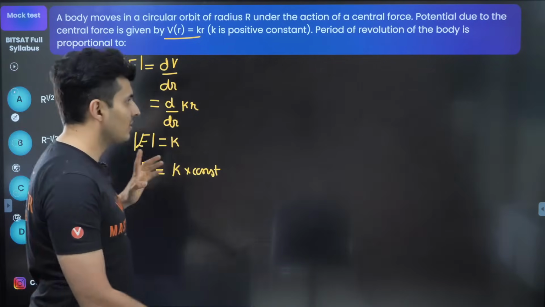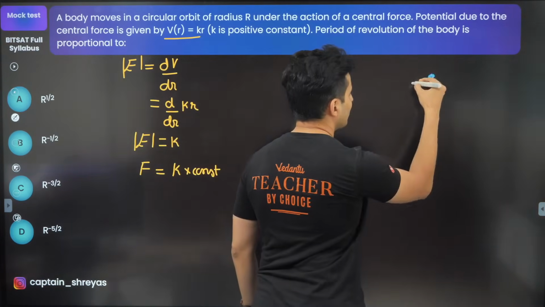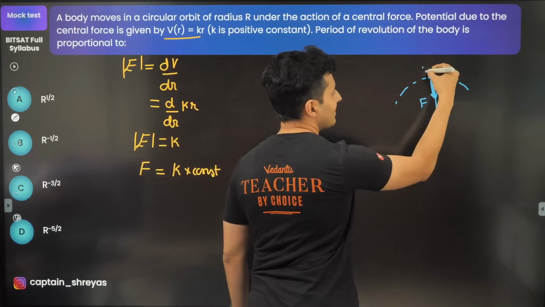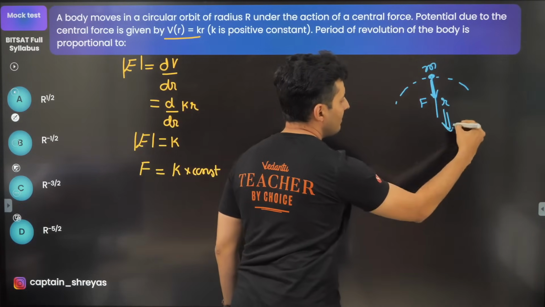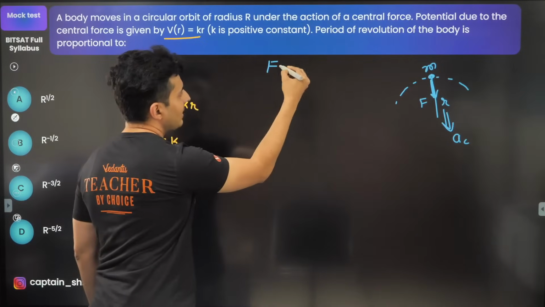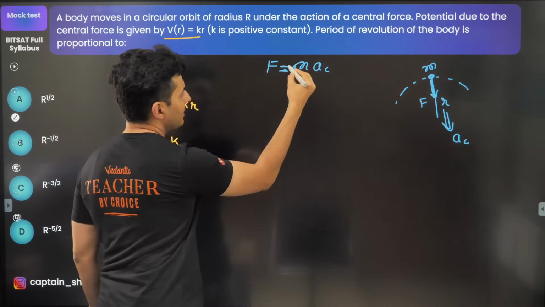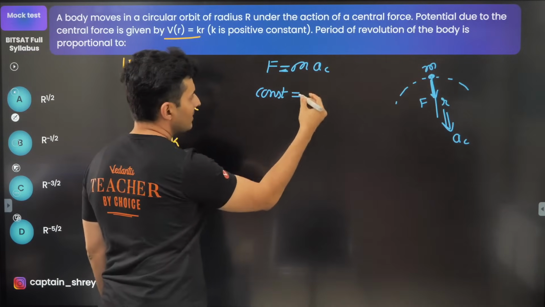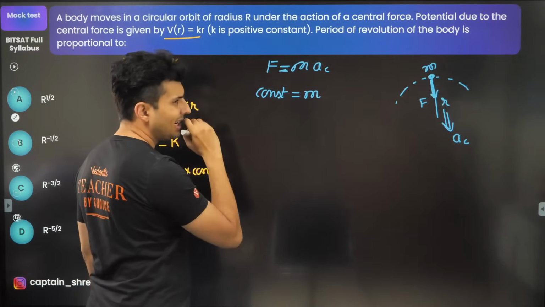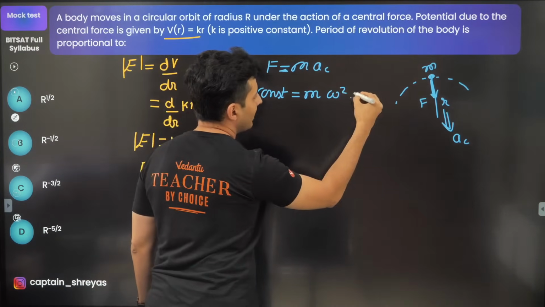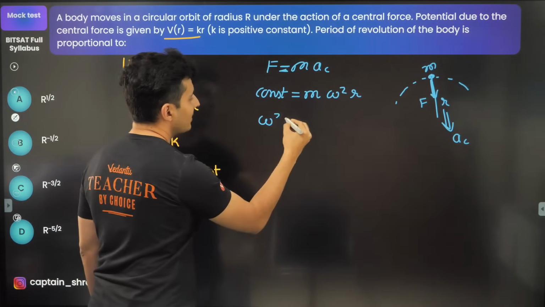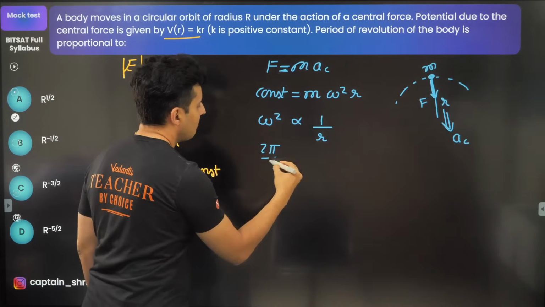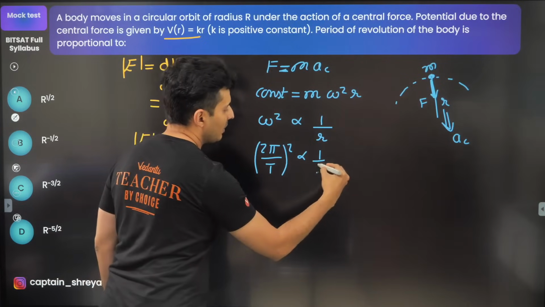Now using Newton's laws, if there is a mass going in a circular orbit of radius r, there is a force acting towards the center, so there will definitely be centripetal acceleration. So F is mass into centripetal acceleration, but the force is a constant itself. So a constant force is equal to mass into centripetal acceleration, which is omega square into r. That means omega square is inversely proportional to r. Omega is nothing but 2 pi by time period, whole square is inversely proportional to r.